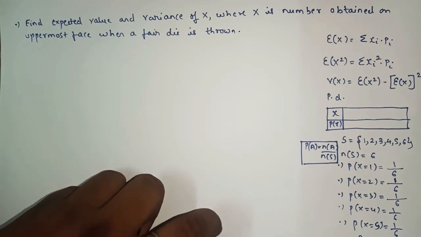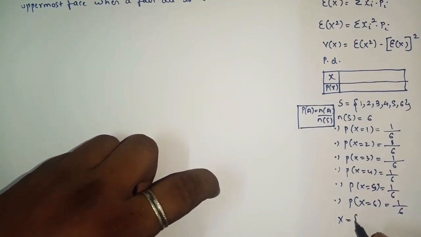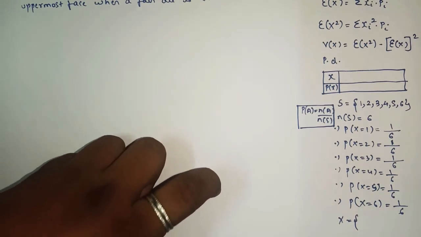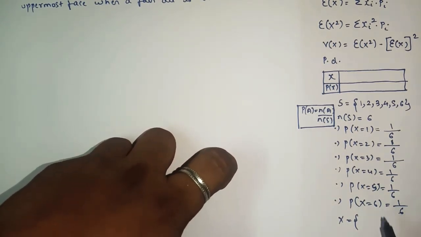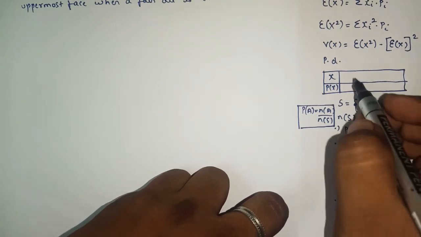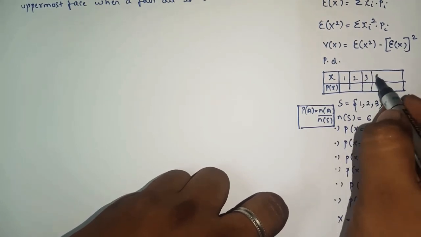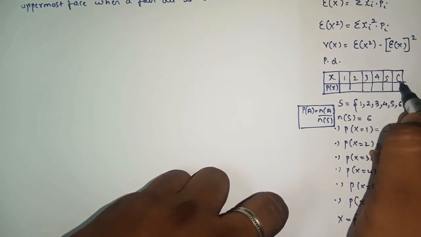So what will be the value of x, the range of x? Can I say for this one the range of x will be what? On a dice, 1 will come, 2 will appear, 3, 4, 5 and 6. So here we got the range 1, 2, 3, 4, 5, 6.